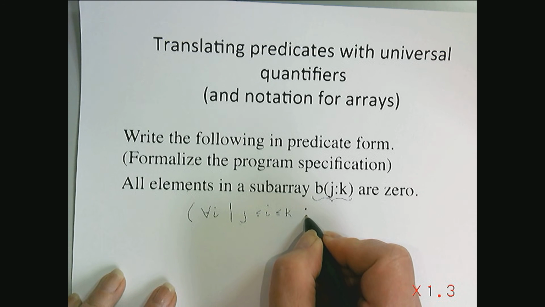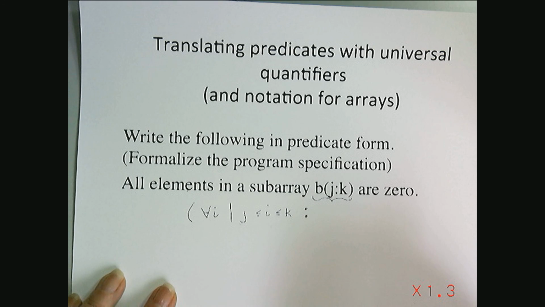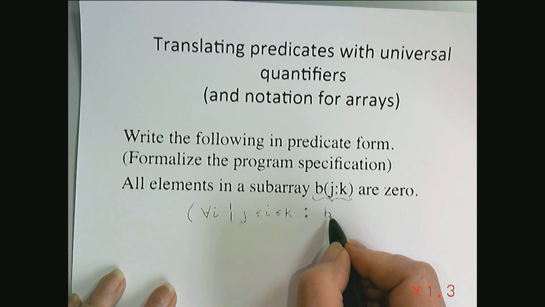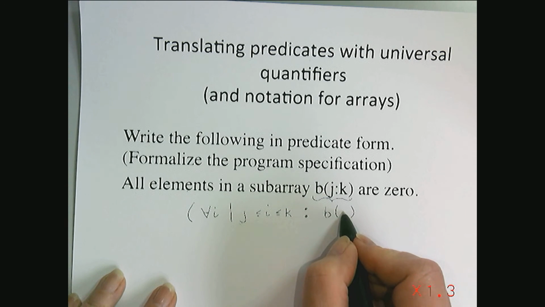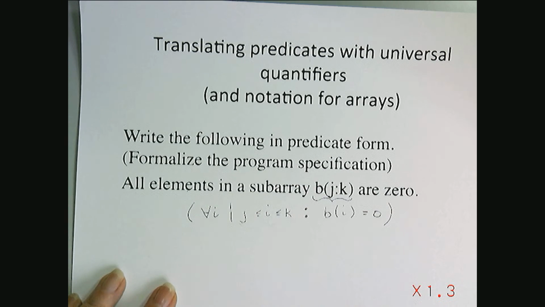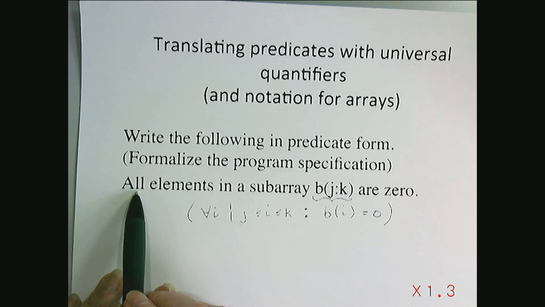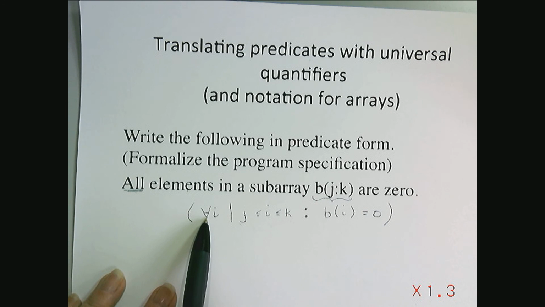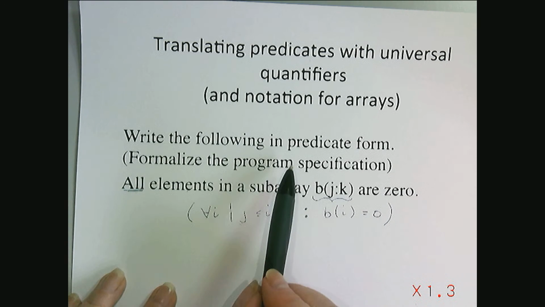And what is the expression I want to hold, the predicate that must hold? Well, the way we describe the ith entry in MATLAB is b, and in parentheses i, is equal to 0. And that's it. Anytime we have an expression where we want to describe all elements satisfying certain conditions, we're going to use the quantifier for all, or universal quantifier. In the next videos, we'll look at there exists quantification.